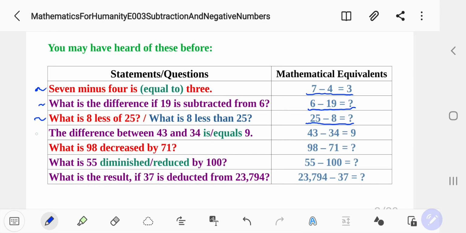The next one is the difference between 43 and 34 is 9, or the difference between 43 and 34 equals 9 has a mathematical equivalent of 43 minus 34 equals 9. The next one is, what is 98 decreased by 71?